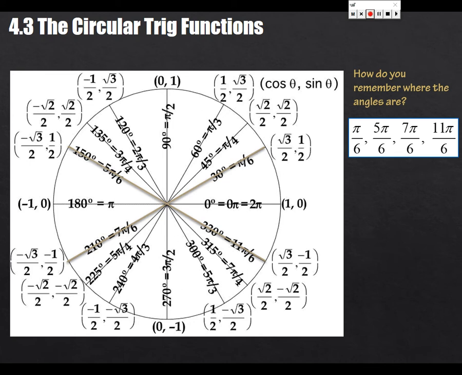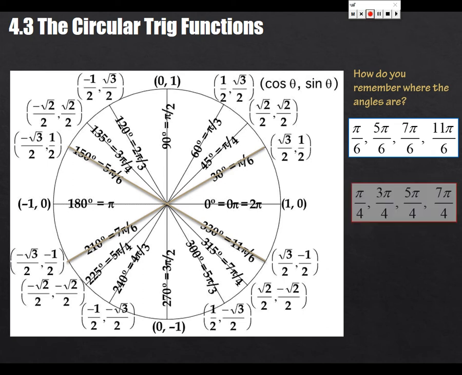Okay. Yeah, Neil. This is related. What would be the tangent of like 90 degrees? What's the definition? Sine over cosine? It's y over x. So what is it there? What's 1 over 0? Undefined.